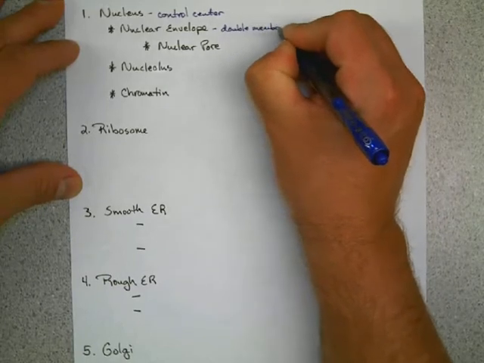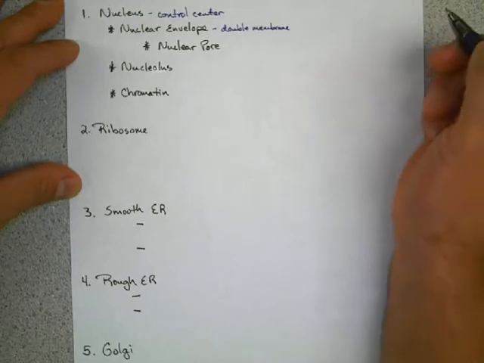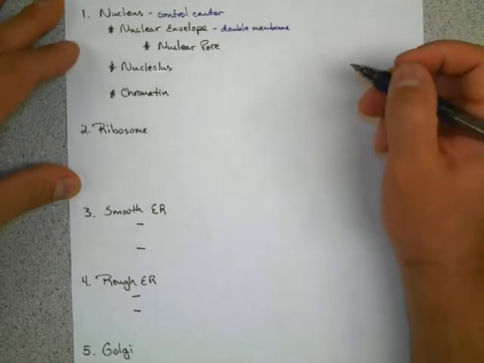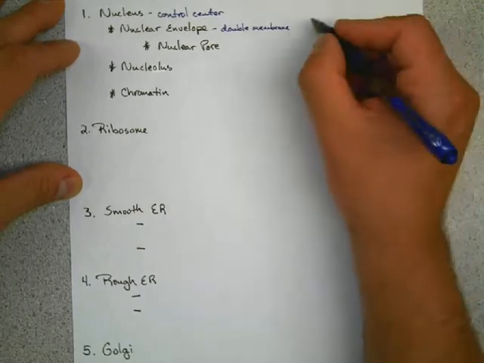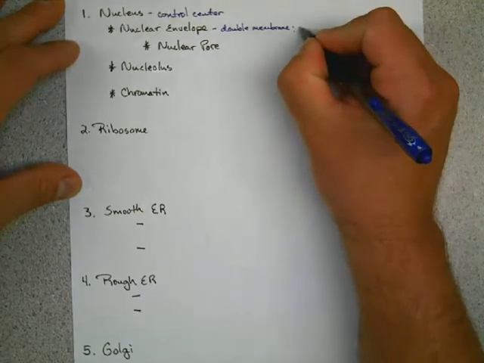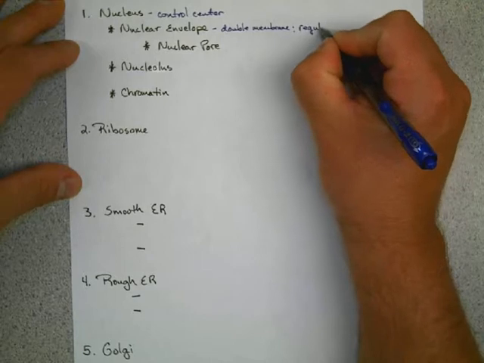The cell membrane will regulate what comes in and what comes out of the cell. And so what this one will do is this will regulate what comes in and out of the nucleus. So once again, regulate what comes in and out of the nucleus.